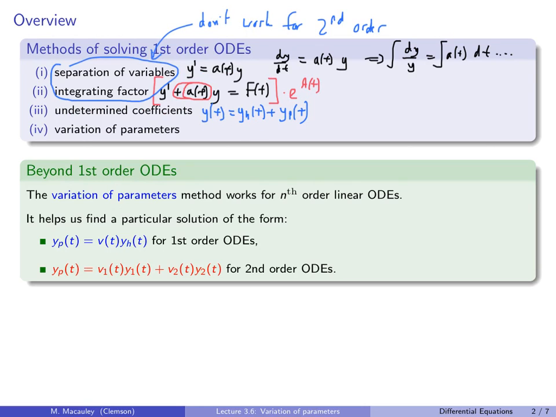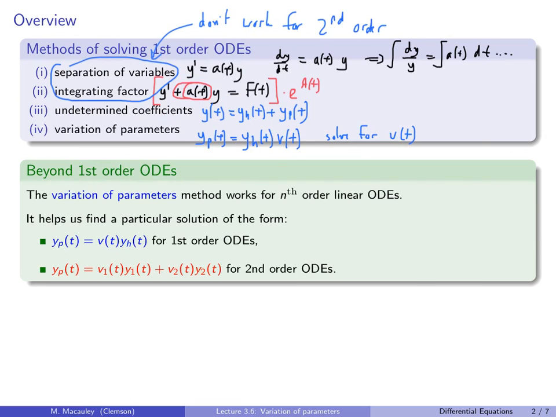You've solved the homogeneous. Instead of going back and using the integrating factor method, you can use the variation of parameters method. You can look for a solution, yp of t, to be yh of t times v of t, and then solve for v of t. And that's the variation of parameters method. Really what it did is it was a method for finding a particular solution when you needed one.